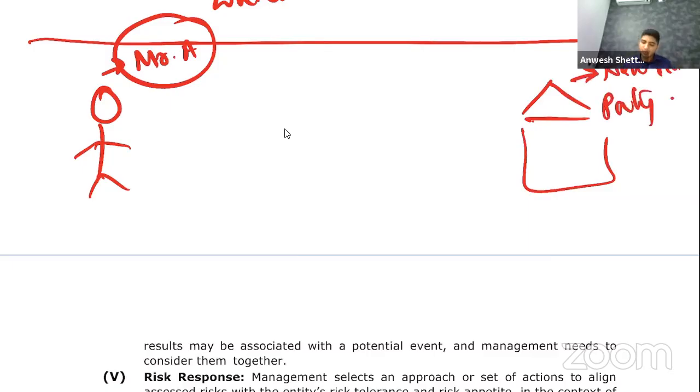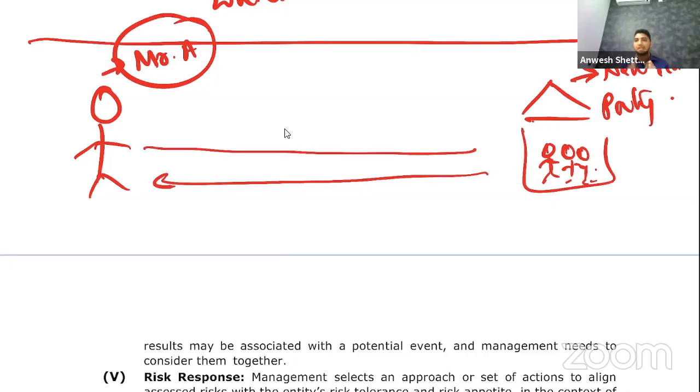What the friend has told Mr. A is, you are coming to the New Year party and that day we are going to drink alcohol. We are going to drink whiskey. Mr. A has no problem in drinking whiskey, but he is worried that after getting drunk, how will he come back home? So what is the risk? Going there is not a problem. Coming back is the risk, because he'll be drunk.